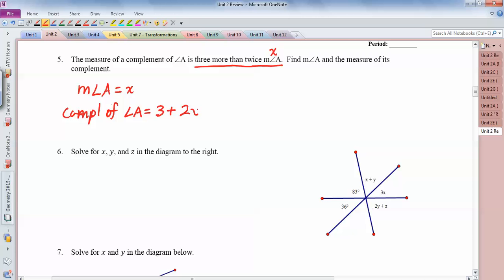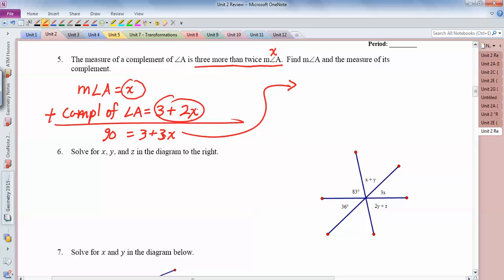But you know that A and its complement should add up to 90, right? So if we add these, A and its complement would be 90. And then I've got to add this and this. So I've got a regular 3 plus 1x and then 2 more x's, 3x's. So let me continue this here. If we subtract 3, we get 87. Oh, sorry, yeah, that's right. 87 equals 3x.